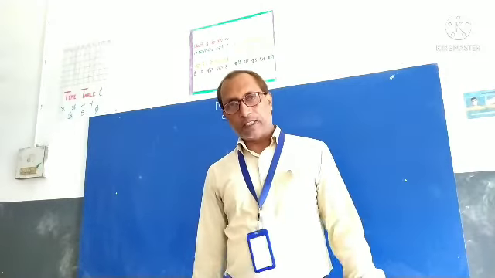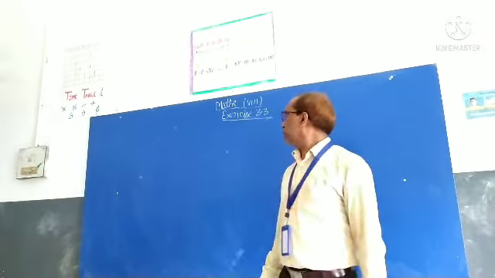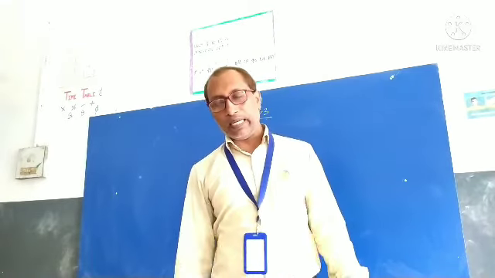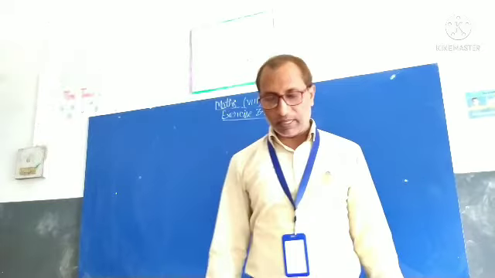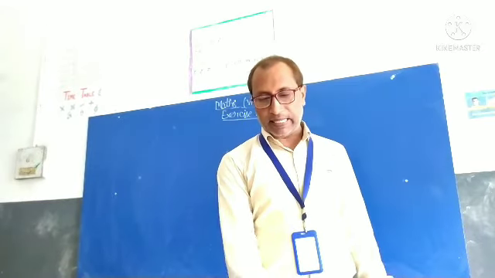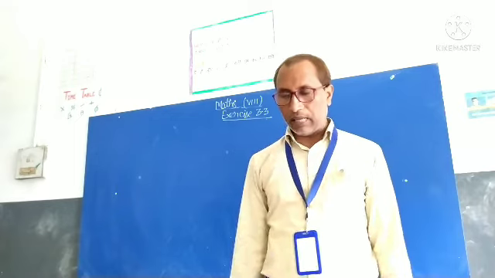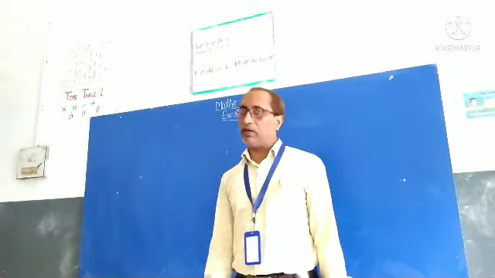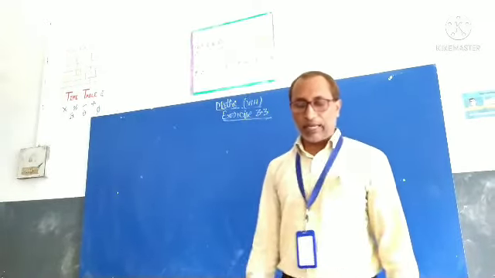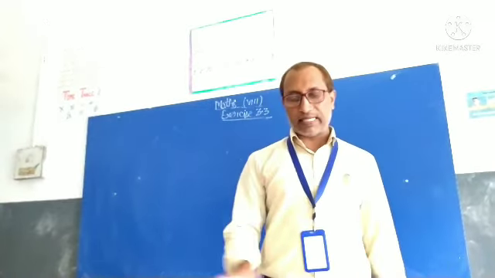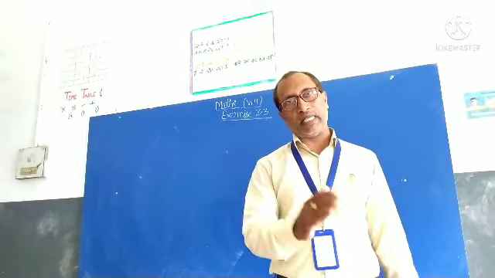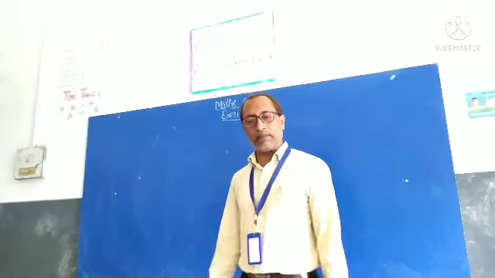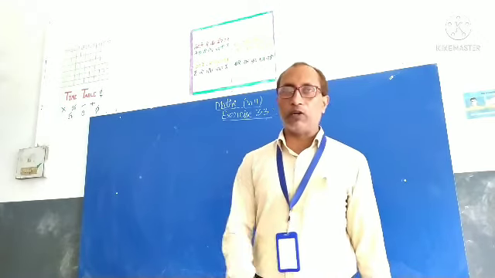Good morning, students. I am going to continue exercise 3.3 in Understanding Quadrilaterals, and question number 6 is: two adjacent angles of a parallelogram have equal measure. Find the measure of each of the angles of the parallelogram. In this question, you are given the two adjacent angles of a parallelogram whose measurements are equal, and you find out the measure of each of the angles of the parallelogram.